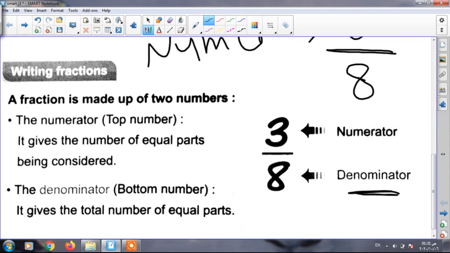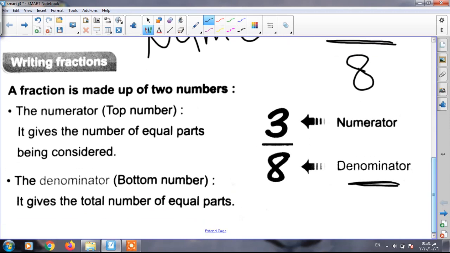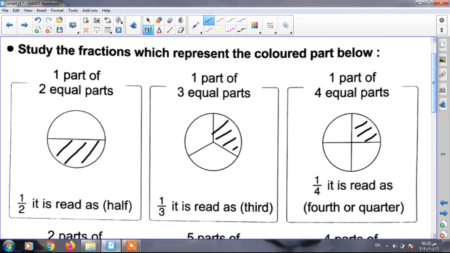Okay, again, here I have the fraction. What is the meaning of fraction? It is a part of the whole, and it consists of 2 numbers. The number up the fraction line is called numerator, and the number down the fraction line is called denominator. Okay, and here, Junior 4, look here, the first shape.